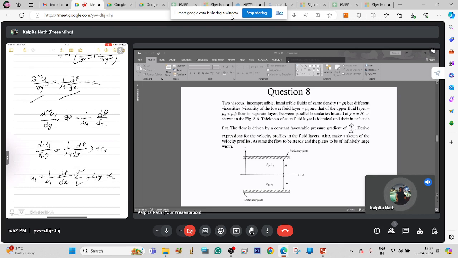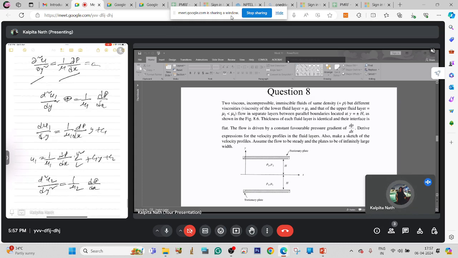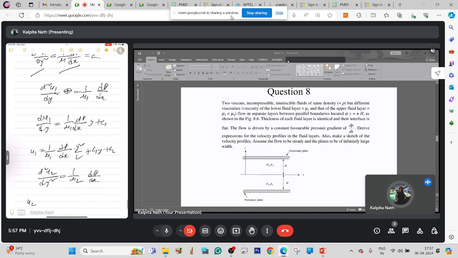Now, where c1 and c2 are the constants of integration. So from 0 to h, this is again d²u2/dy² equal to 1/mu2 dp/dx. Now integrating the above equation, we also get u2 is equal to 1/mu2 dp/dx y²/2 + c3y + c4.